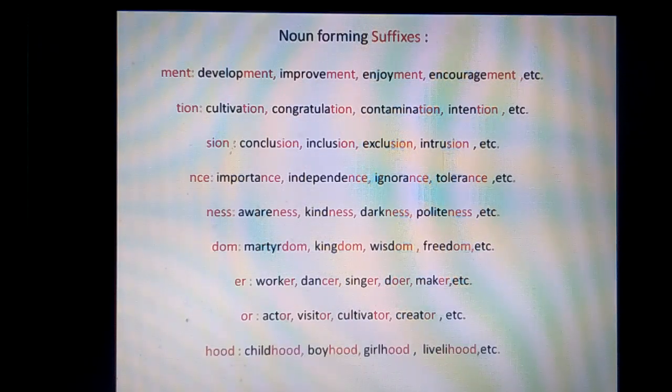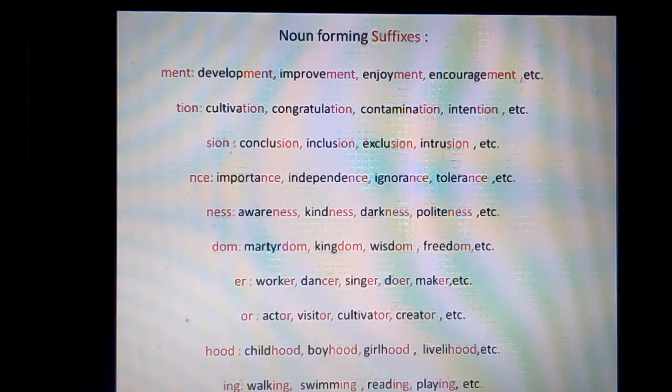Now, HOOD: childhood, boyhood, girlhood, livelihood. ING: walking, swimming, reading, playing. When a verb with ing works as a noun, it will be called a gerund. And this is another topic. Walking is my favorite pastime. Walking in the evening, swimming, I like swimming. These are the noun words. A verb along with ing works like a noun.